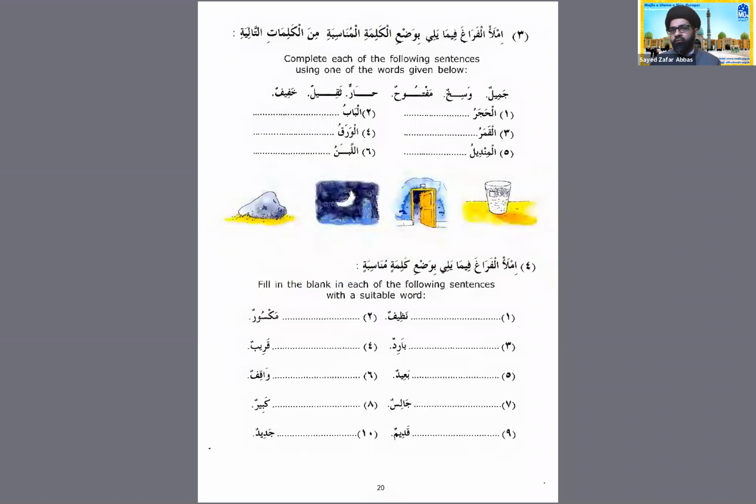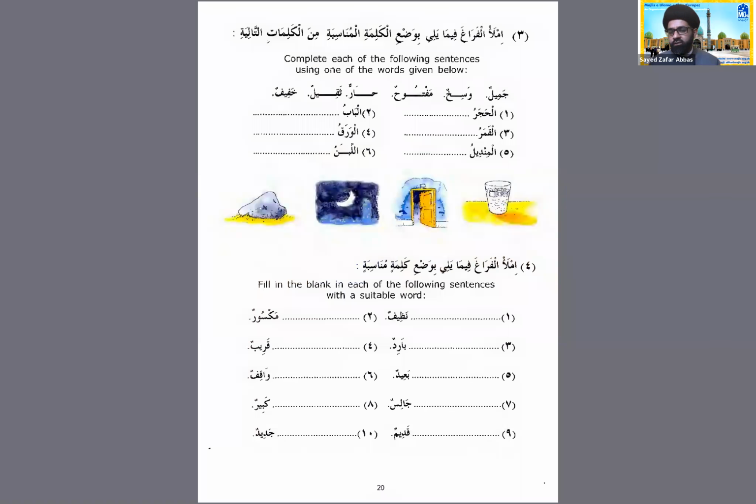Then number 4, we have al-waraq, the paper. Now, paper, would it be jamil? Probably not. We already used that. Wasikh, again, not really. Maftuh, we used it previously. So now we're left with hot and khafif. Hot, again, not giving us much of a sentence, but khafif, light. Yes, the paper is light. It doesn't have much weight. So now we're left with two sentences, al-mindil and al-laban.